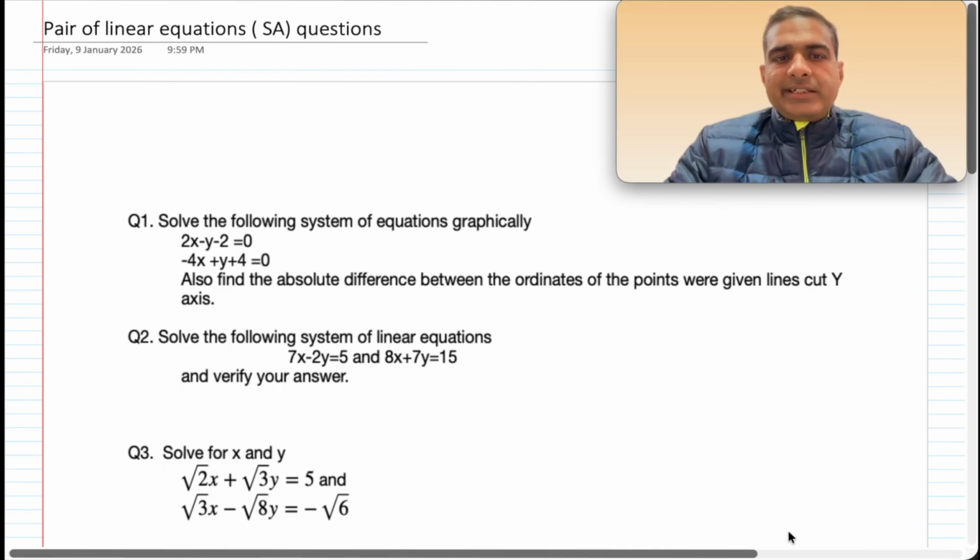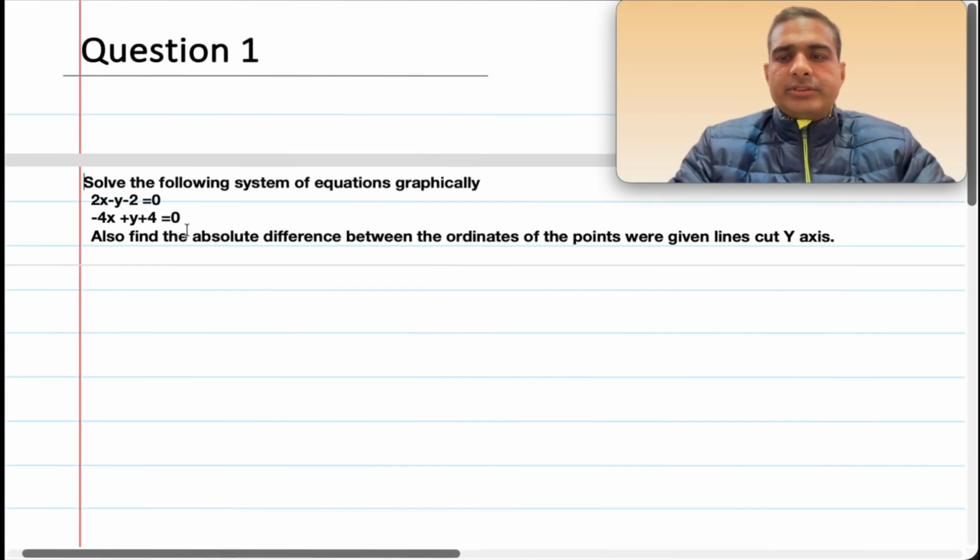We will be starting our session with some basic questions based on the graphical method. In between we will be dealing with some questions based on elimination method and substitution method. And in the last, we will be dealing with some tricky word problem questions which have been asked in the previous year question papers. So this is an easy topic. So let's start. So let's go to the first question.